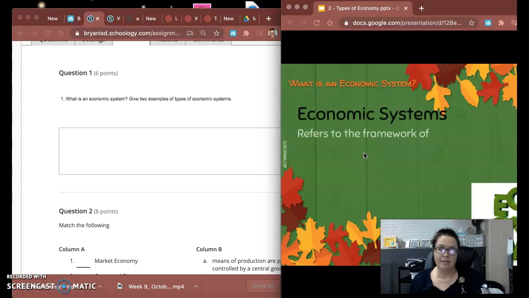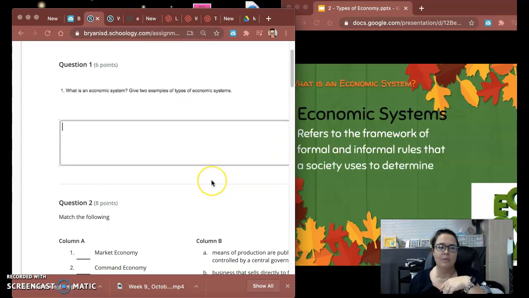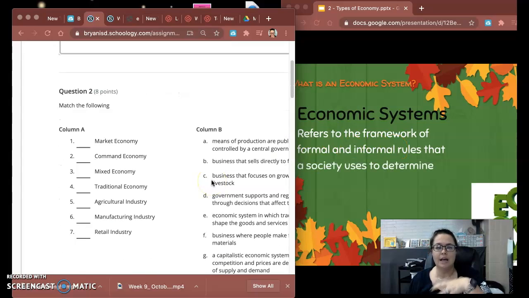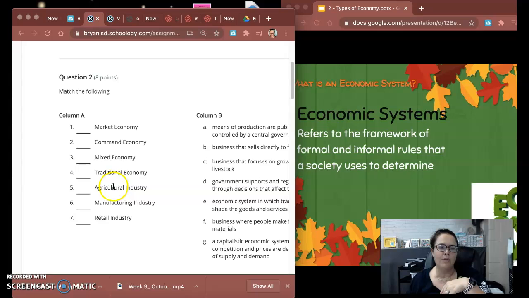What is an economic system? It refers to the framework of formal and informal rules. So this is something you could be typing in here. All of this stuff comes from your notes. You're just going to have to go back and find where it talks about this. So here's a different type of economic systems. And we created these to be helpful, meaning they should be in the order that you went over them. So economic systems, the only one would be the industries.